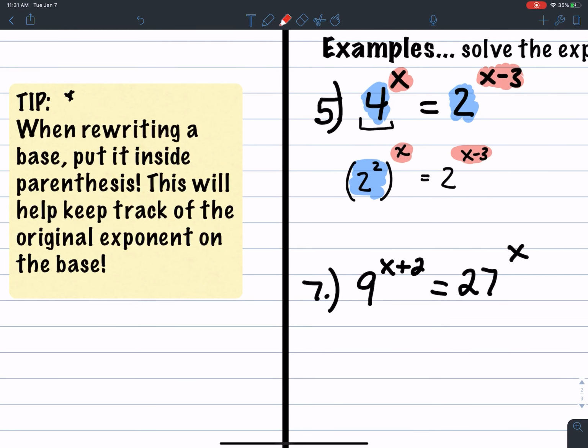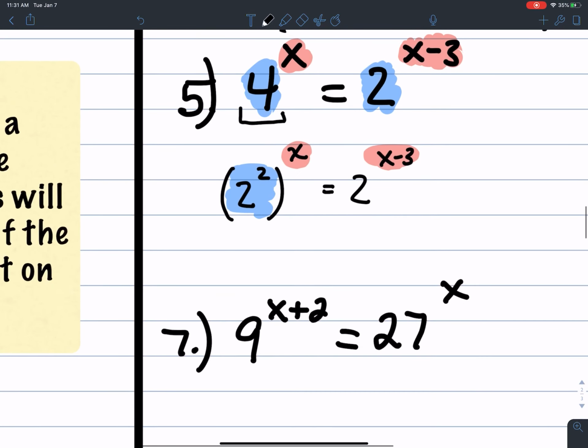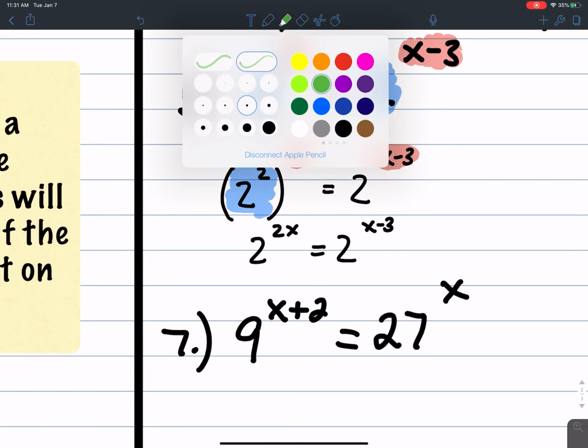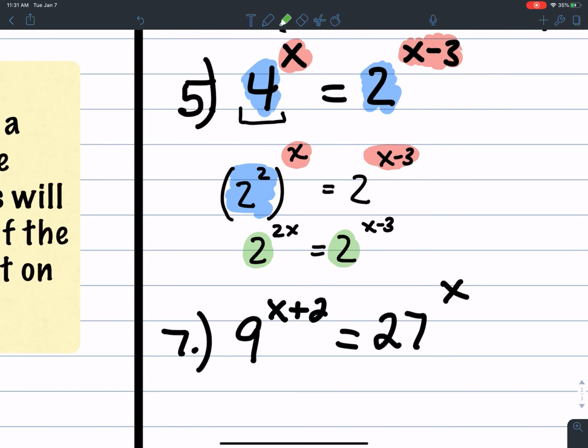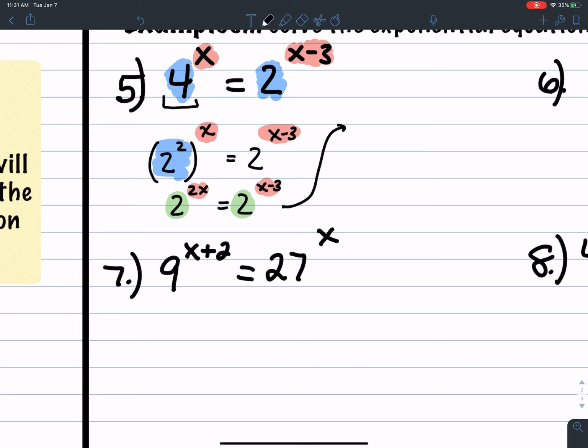Now, what's important to note here is a lot of times we have to use properties of exponents to simplify this before we solve. So here, if I see a power to a power, I know I would multiply those exponents. So after I get the bases to be the same, now I can see that I have common bases. This is a 2, and that's a 2. So I know that from before, if the bases are the same, the exponents must be equal. So now I can set the exponents equal to each other, and then I can just solve for x. So I can subtract x. So I get x is equal to -3.